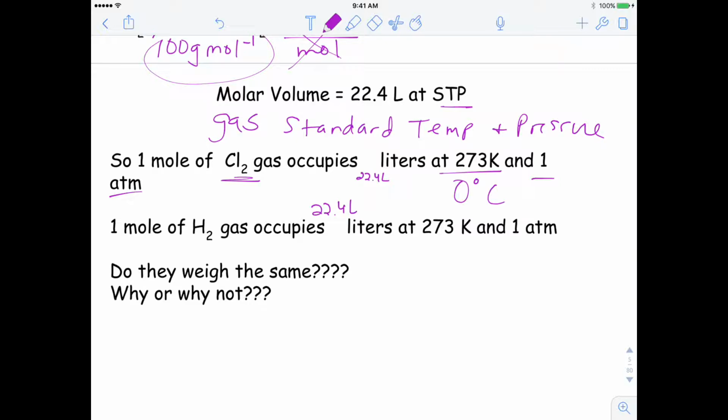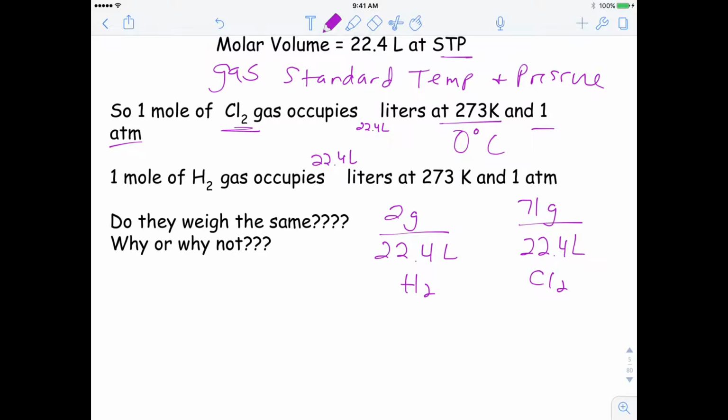Do they weigh the same? We can look at both of their volumes. They both have 22.4 liters, whether hydrogen or chlorine, but we have different masses. For hydrogen, 2 grams per mole, and for chlorine, 71 grams per mole. So they don't weigh the same, and they don't weigh the same because their gram formula masses are different.